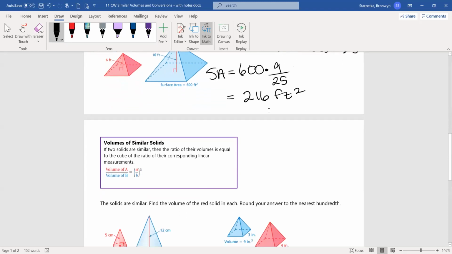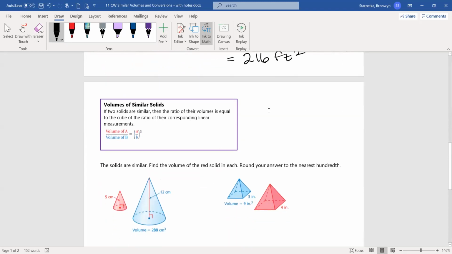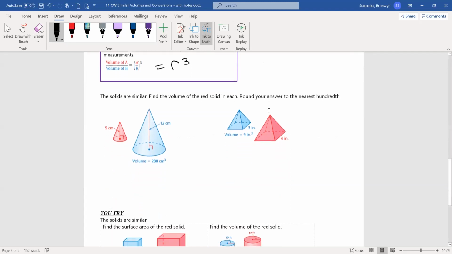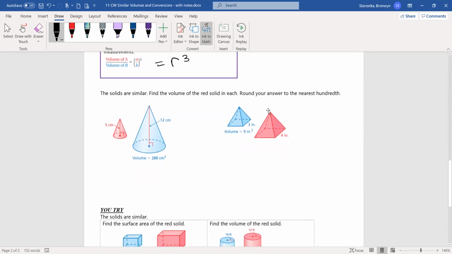And the same idea, we can do that with volumes of solids. If two solids are similar, then the ratio of their volumes is equal to the cube of the ratio of their corresponding linear measurements. So again, we can take that scale factor and cube it. Volume over volume is R cubed. So we want to find the volume of the red solid in each. Looking at the first two cones, it looks like we want to get smaller. So we want the smaller ratio. Remember, more than one, it gets bigger. Equal to one, it stays the same. And less than one, it gets smaller because we're multiplying, remember?